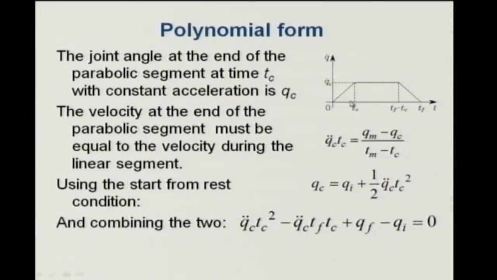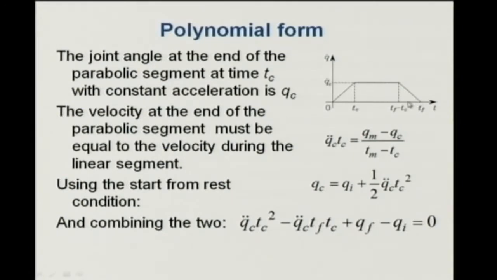So we are going to accelerate till Tc, and so the joint angle at this value is qc, the velocity is qc dot, and this velocity is maintained over this period of time and then it comes down. Now after this, it is essentially a matter of just solving s is equal to ut plus half at squared and equations like that.